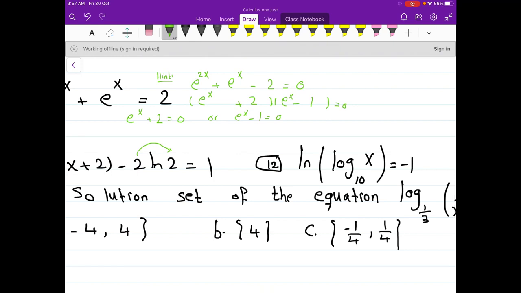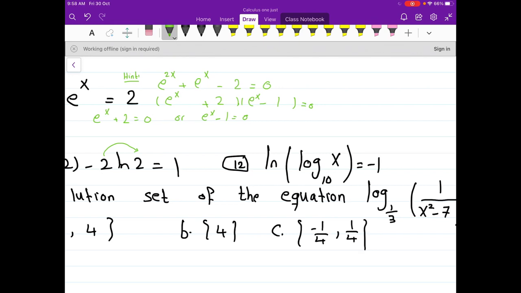ln of log x for the base 10 equals minus 1. This equation is equivalent to, but be careful, x must be positive. This is equivalent to e to the power minus 1 equals log x for the base 10. And this one is equivalent to 10, so we solve it. e to the power minus 1 equals x. This is the base, the exponent.